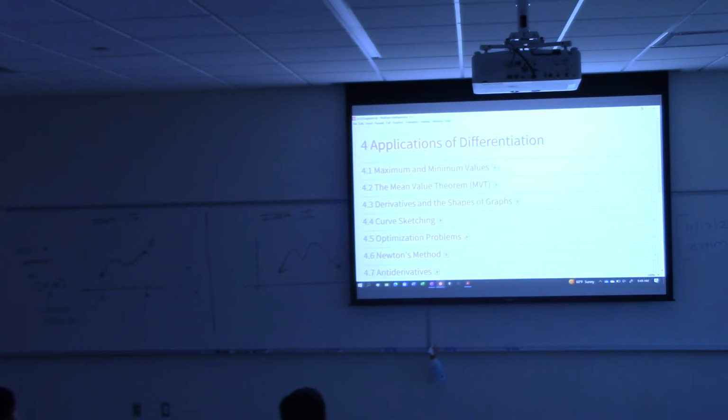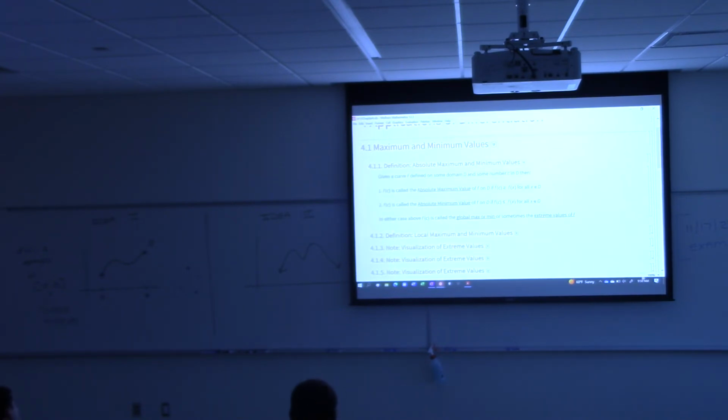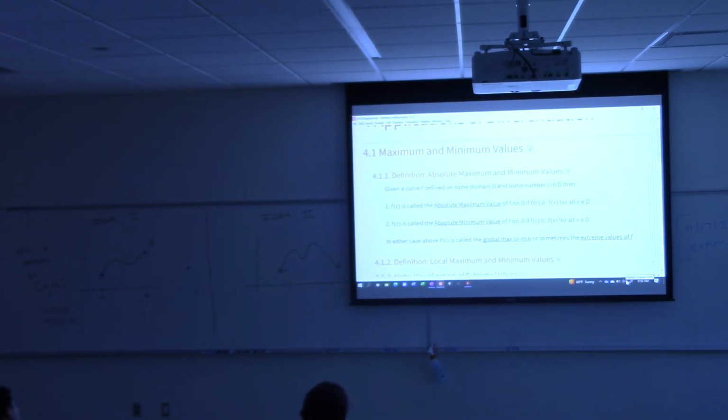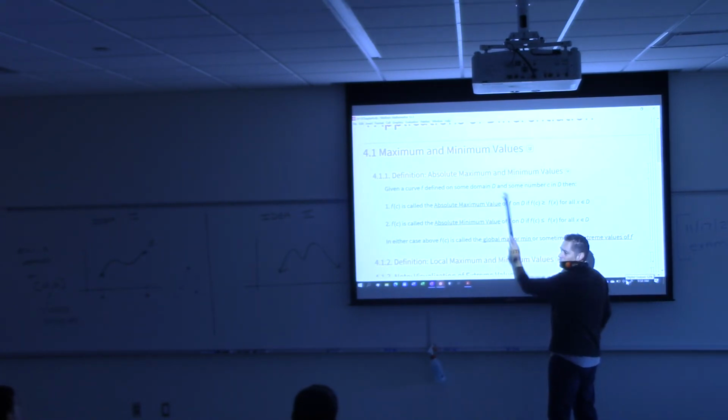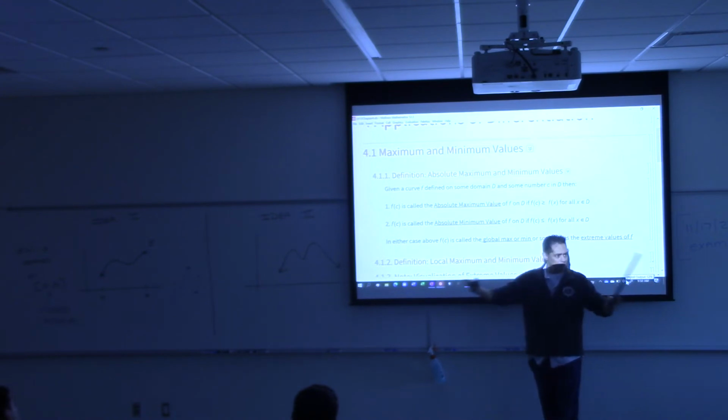Okay, 4.1, maximum minimum values. And there's a bunch of notes in here. So the first note is, what is the definition of what we call the absolute maximum and minimum values of a function? So here's the definition. Don't go trying to write this all down. That's not the point. I'm just going to read through it for you. Given a curve f defined on some domain D. So give me some function, right? And give me its domain.